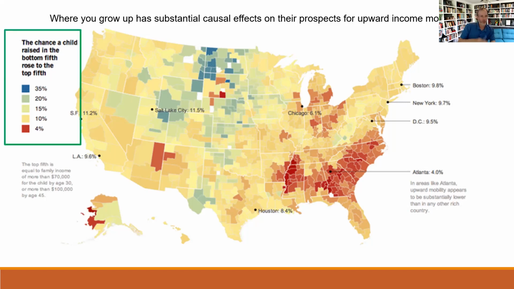So we look at the chances a child raised in the bottom fifth, so bottom 20%, rose to the top fifth. In these red numbers here, and we'll get to them in a second, there was a very small chance that if you were born in the bottom 20%, you could make your way to the top 20%. And then the blue numbers mean you had a much better chance. So if it's a blue color on the map, if you were born in the bottom 20%, you have a 35% chance of making it to the top 20%.